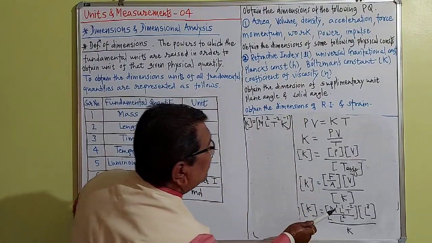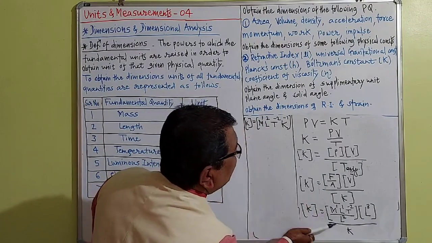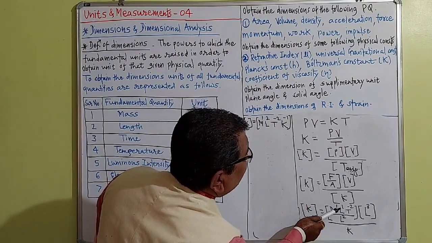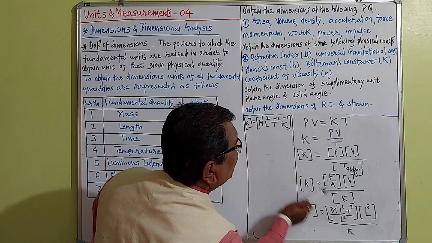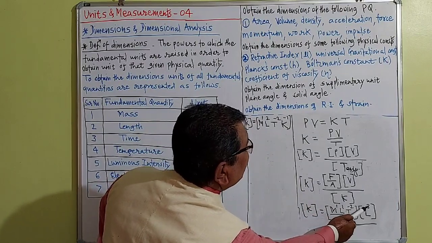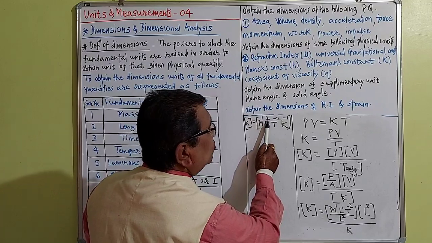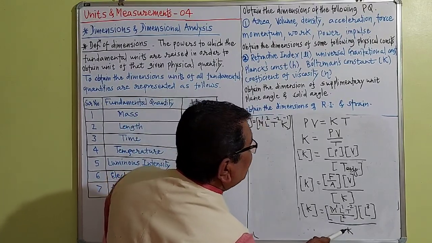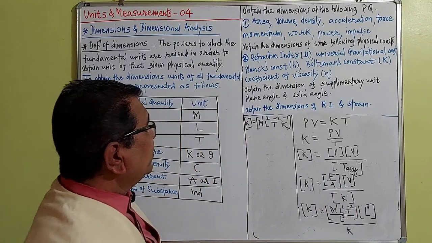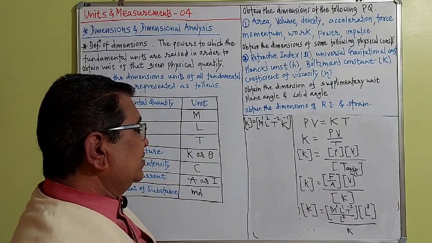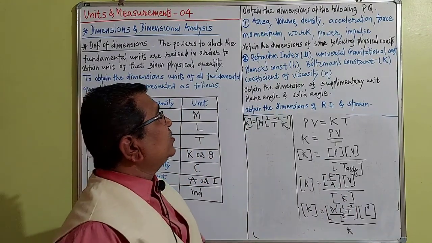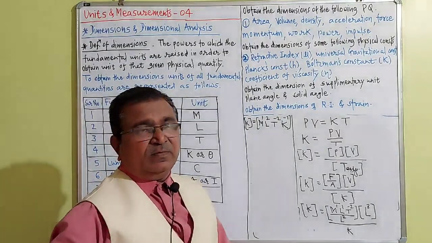See here, M1 as it is, this goes up, minus 2 and this 1, minus 1 and this 3, that you will get L2 T minus 2, this K goes up, you will get K minus 1. So this is all about the dimension of the Boltzmann constant.